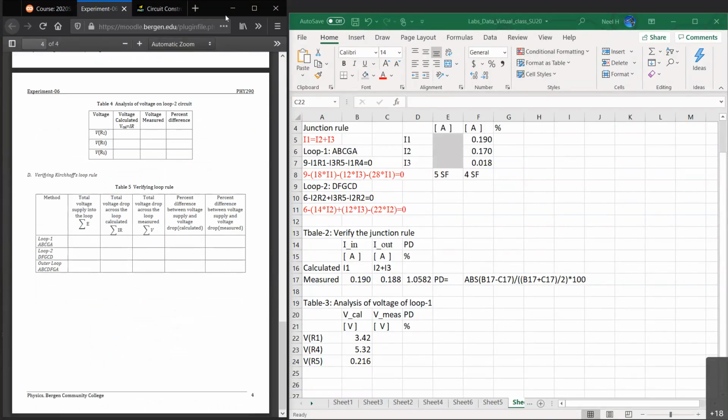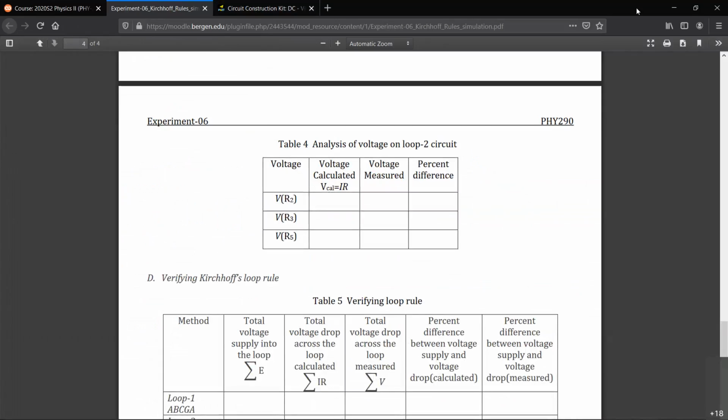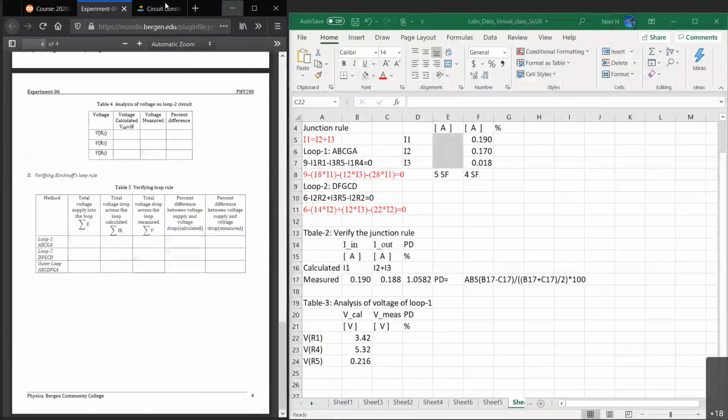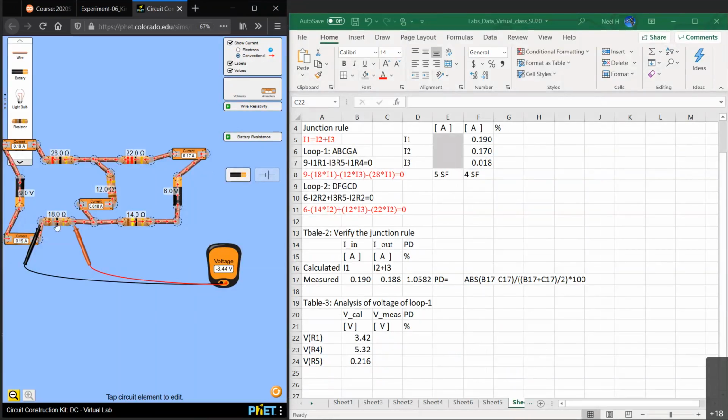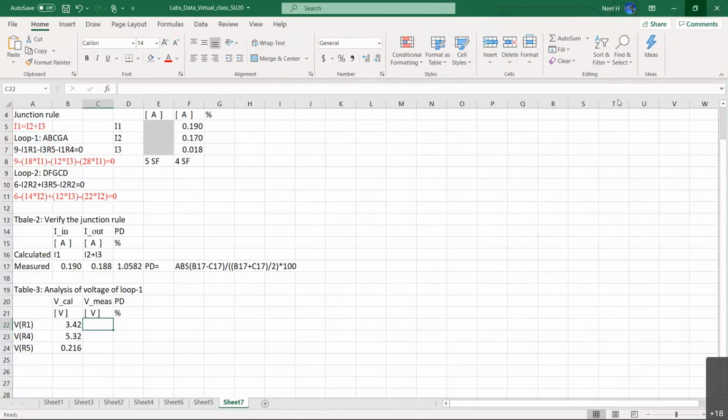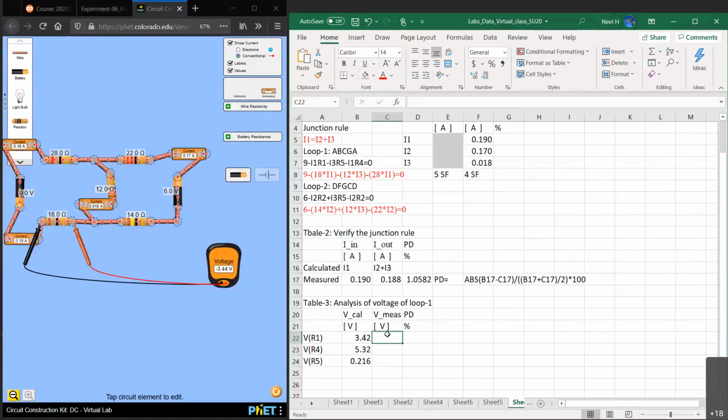When you check in the loop rule, voltage across each resistance should be negative if the current direction is the same, right? You can see that correctly now you are measuring, right? Put that negative sign here. But in this table, that is not actually important. We are looking at just the numbers, minus sign.